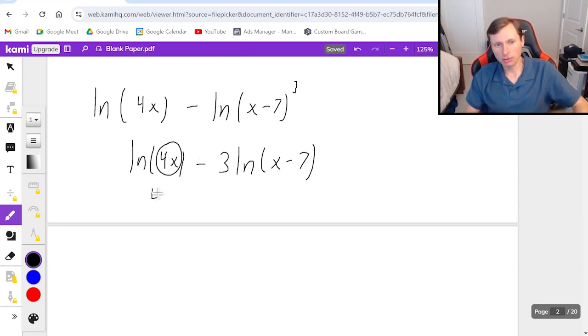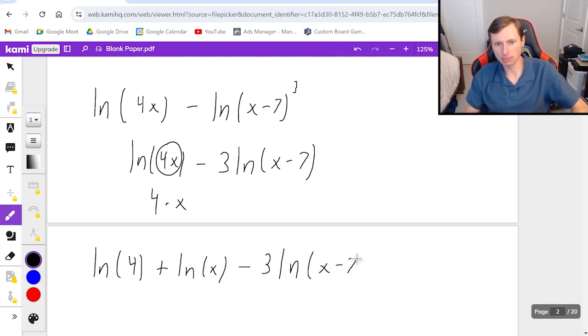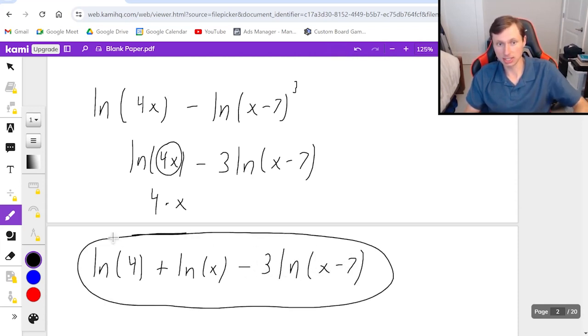4x is really 4 times x. Meaning this is really natural log of 4 plus natural log of x minus 3 natural log of x minus 7. And this is our final answer. And if you miss that with the 4x, are you going to lose points for that? Yes, most likely. It is very important.